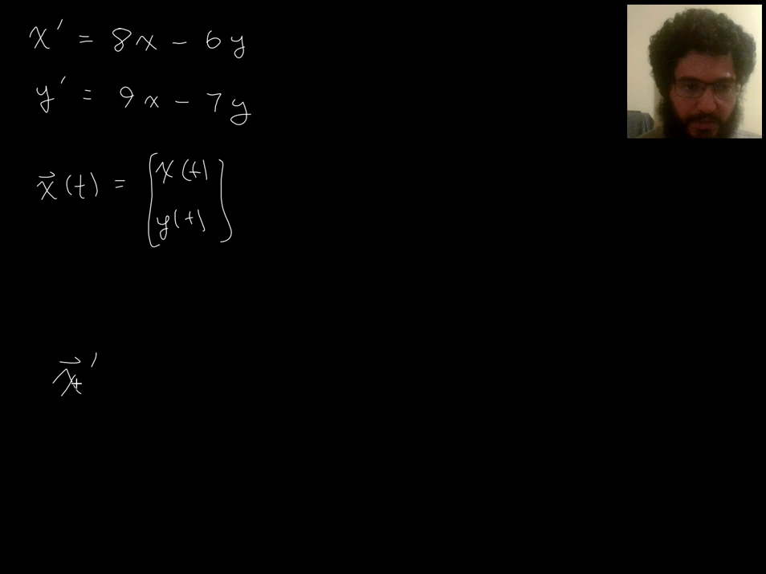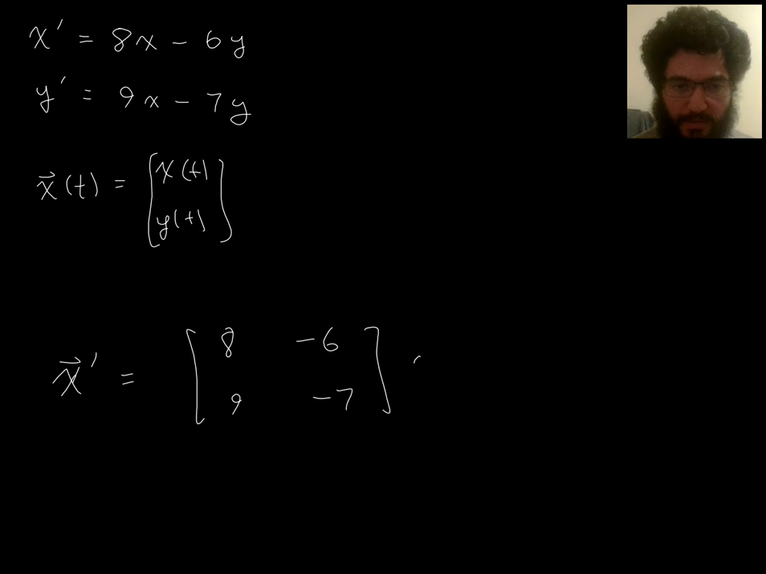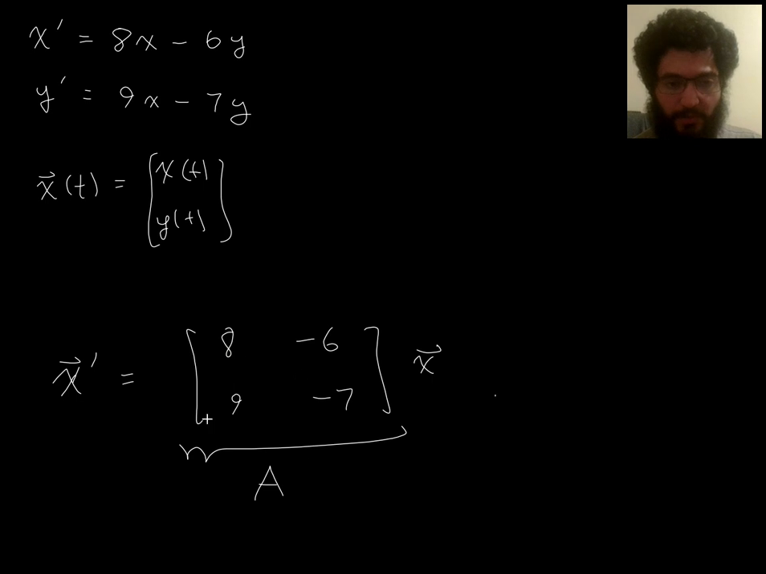X with a vector symbol prime, so x prime, y prime equals 8, minus 6, 9, minus 7, all times x, y, or let me write it like this. Like that. And then let's just call this A, this capital A. And then how do we get the general solution? Well, the general solution will be a linear combination of two linearly independent particular solutions. So just find two linearly independent solutions. That's our goal.